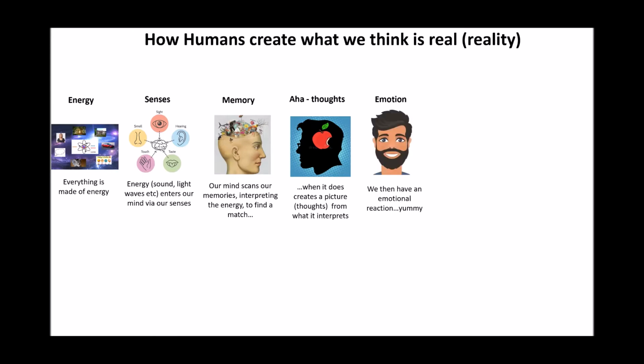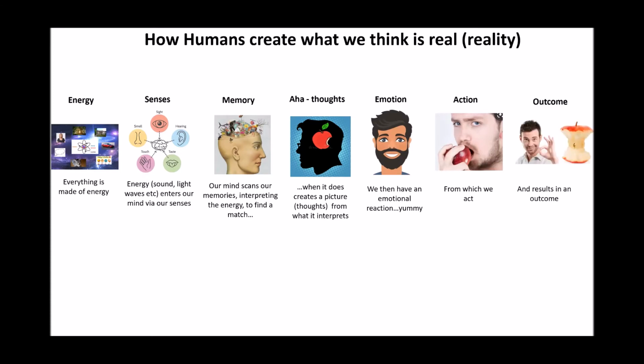From there, we have an emotion. In this case, the guy is obviously hungry and likes apples. There's an action, and then there's an outcome. This is basically the process of how we create our reality. This confused me a little bit because it was the opposite of what I had thought for many years.